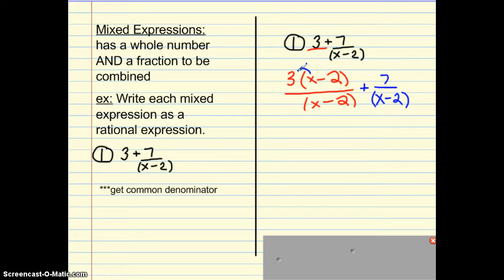So we'll go ahead and distribute, and that gives us 3x minus 6. And then on the other side, plus 7. So when I combine these two, I will have 3x plus 1, and then our x minus 2 is our common denominator, so we will have 3x plus 1 over x minus 2.